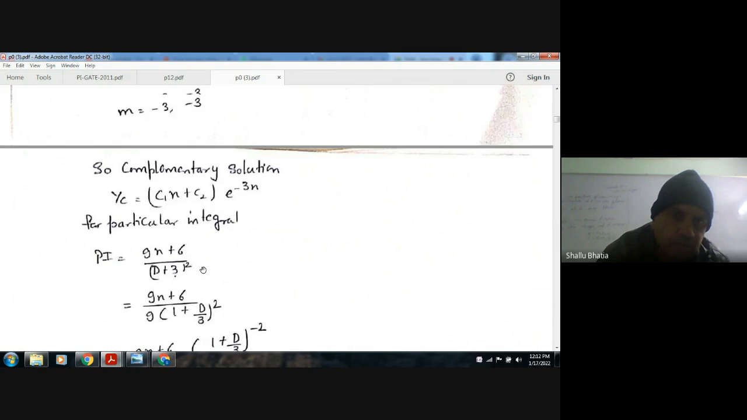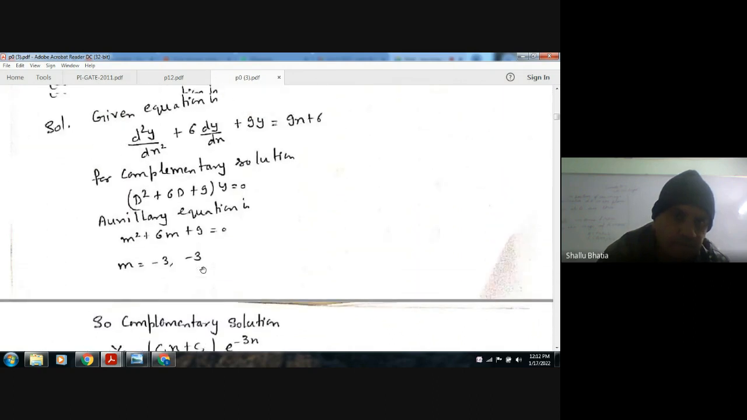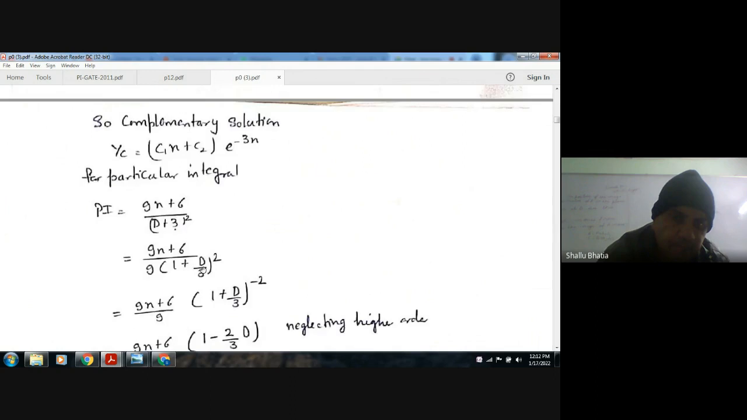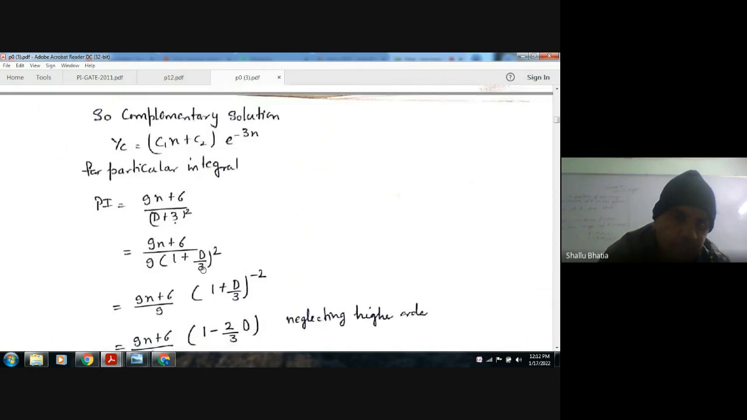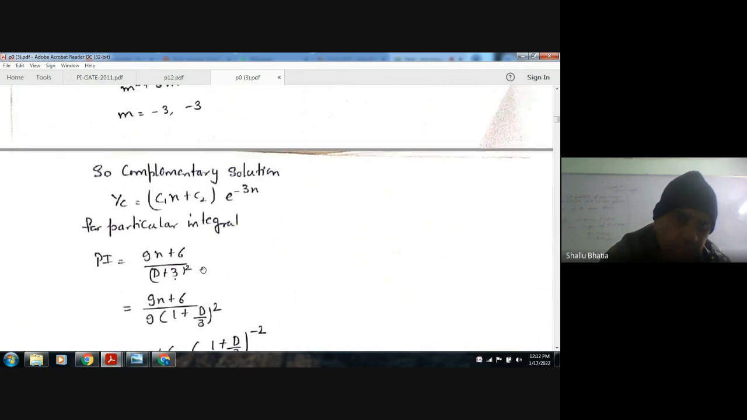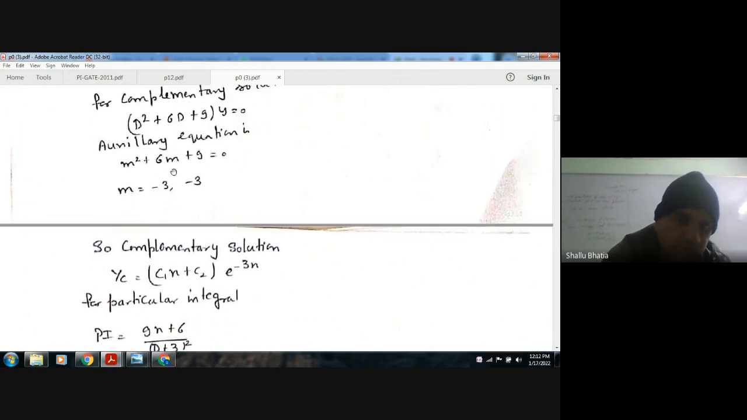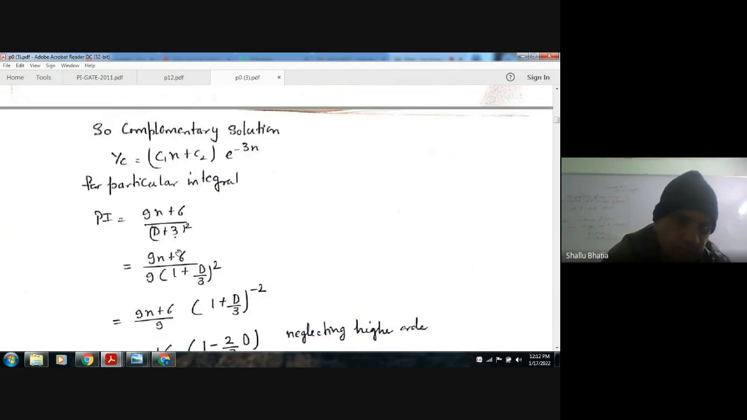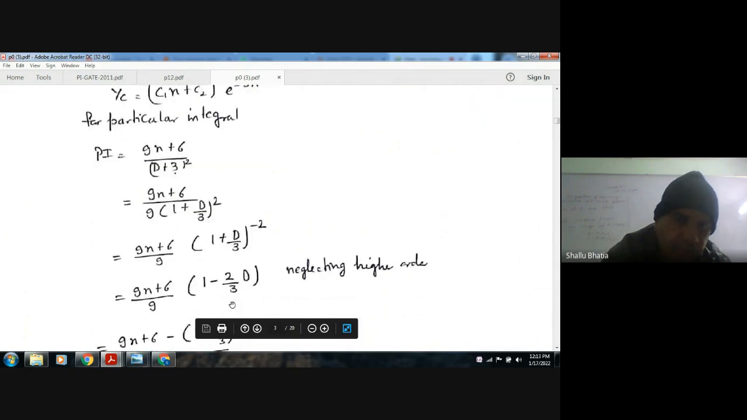Now on the right side the value is 9x plus 6, and your root is minus 3. So this equation is d plus 3 square. Writing this as d plus 3 square, now taking 9 as common, here it will be 1 plus d by 3 square, or it can be written as 1 plus d by 3 raised to minus 2.